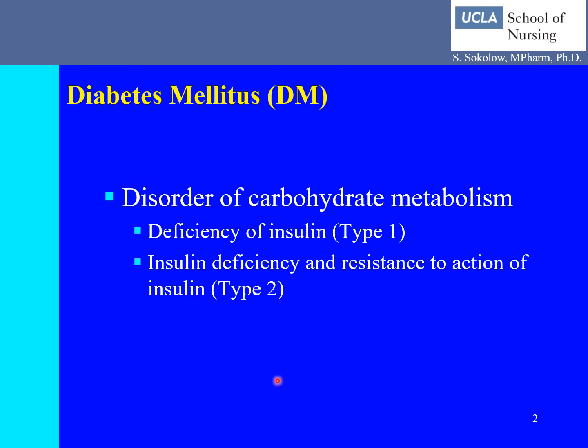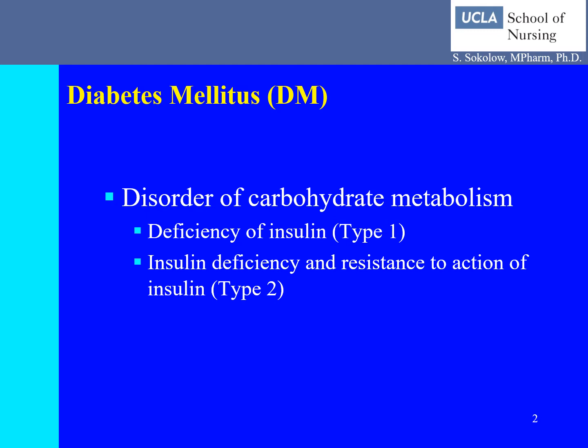So today is the first lecture on pharmacology for endocrine disorders, and we are going to start with diabetes. So what is diabetes? Diabetes is a disorder of the carbohydrate metabolism. And there are two types of diabetes, as you probably know from your other classes in nursing. Type 1 diabetes is related to a deficiency of insulin, and type 2 is a result of insulin deficiency and/or resistance to the action of insulin.